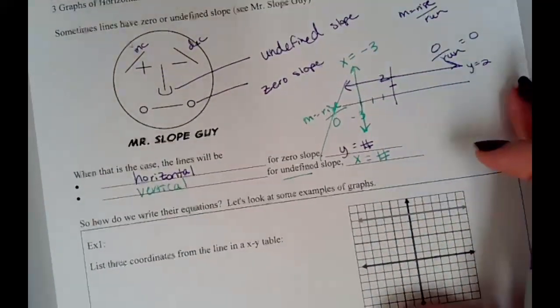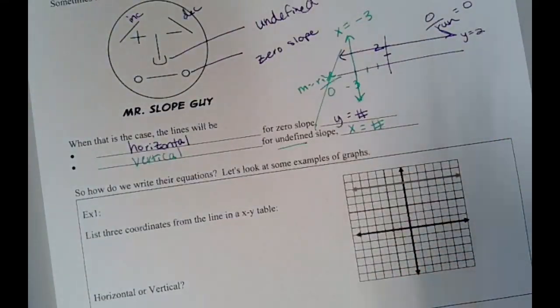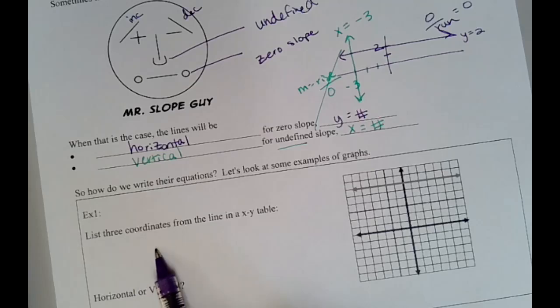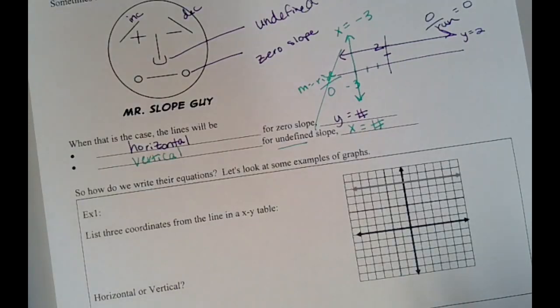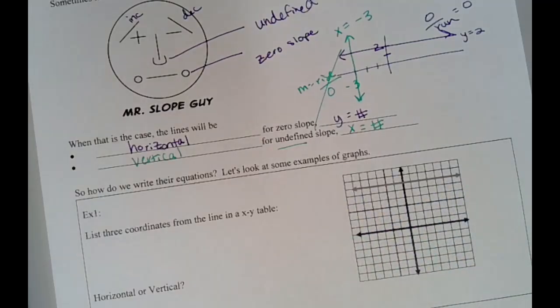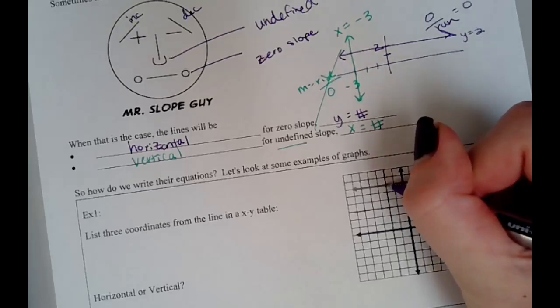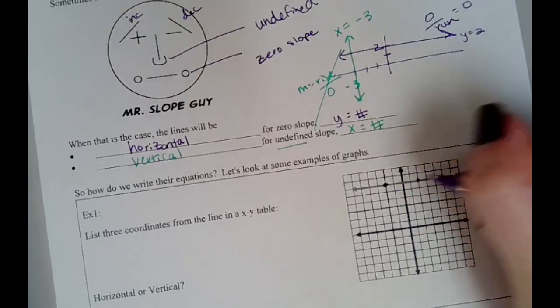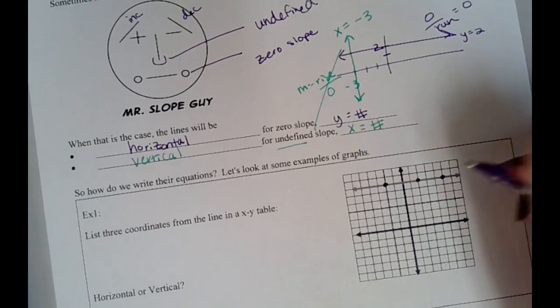For our first example, what we're going to do is we are going to list 3 coordinates from the line. So here's our line right here. It's kind of hard to see, but we have a horizontal line. If I want to list 3 coordinates, that could be any solution or any point on this line. So I'm just going to pick at random. I'll go here, here, and here, because why not?